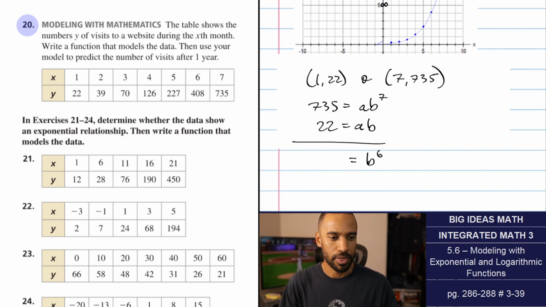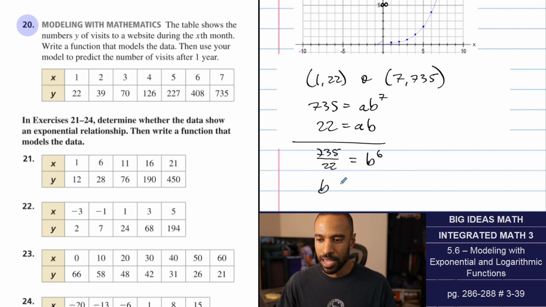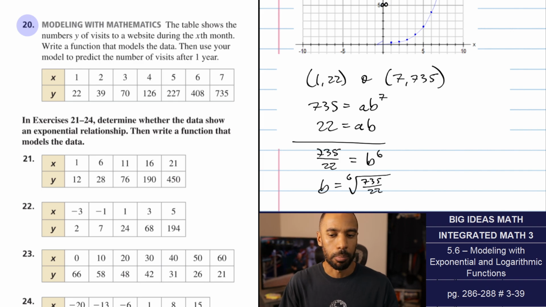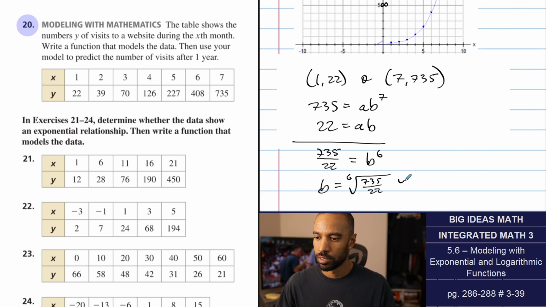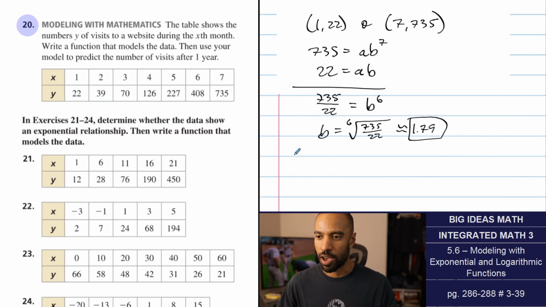Is there any cleaning up that can do for us? None whatsoever. No fraction reduction, nothing. So 735 over 22, no exact decimal. So b is going to be the 6th root of 735 over 22. Now, approximated to 2 decimal places, that is 1.794, so 1.79. The a value is found by plugging in our exact b. So 22 equals a times our b.